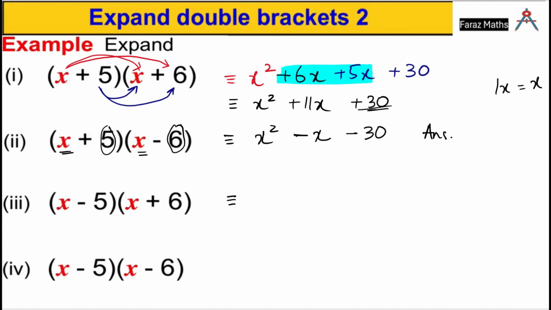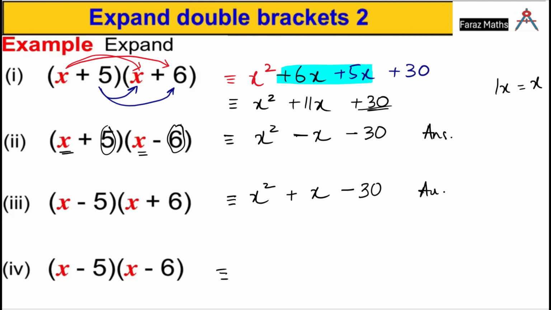Okay, this one, the first two terms, multiply x and x, x squared, then minus 5 plus 6. If you solve this, minus 5 plus 6, that is plus 1. So it means plus, write x with it, plus 1x. Plus 1x means x only. And then minus 5 times plus 6, minus times plus is minus, 5 sixes are 30.